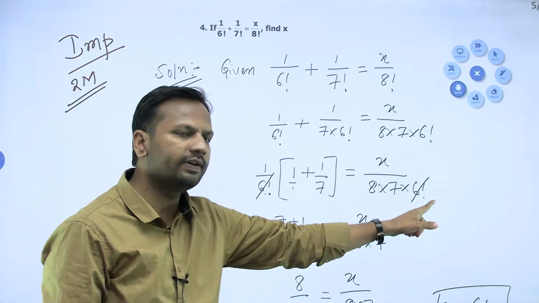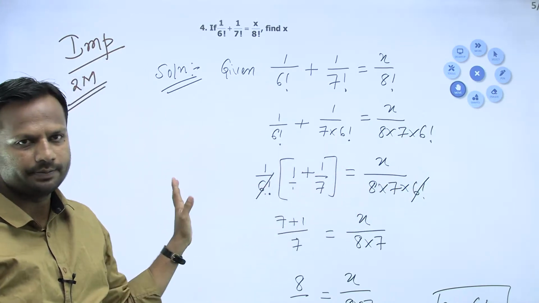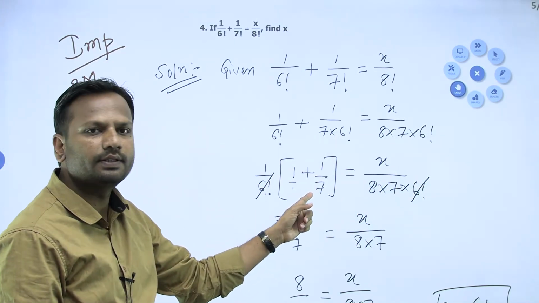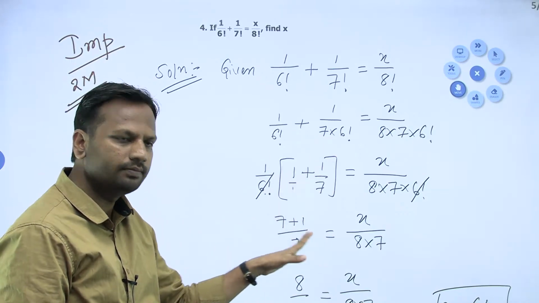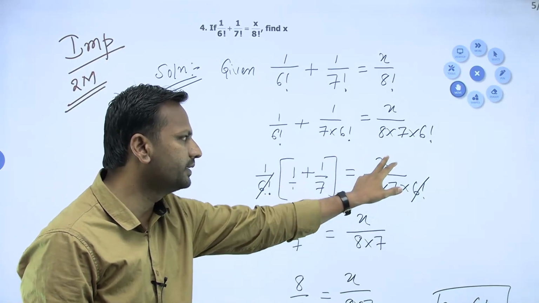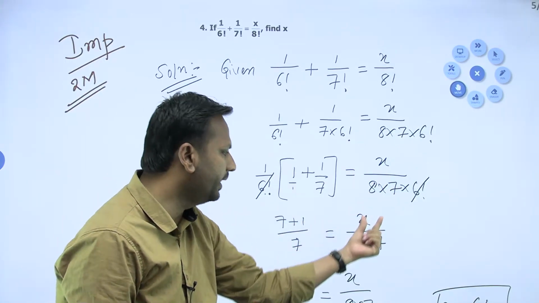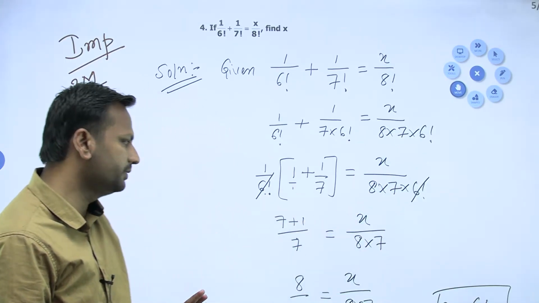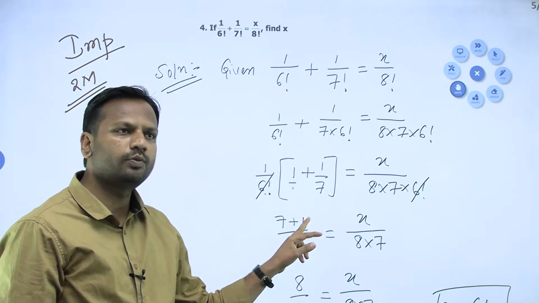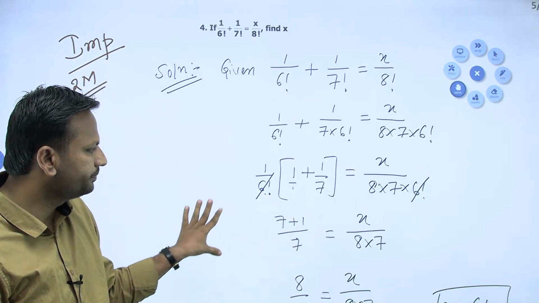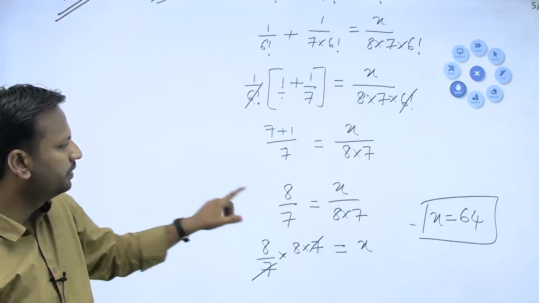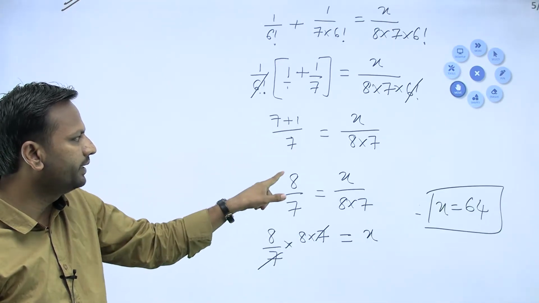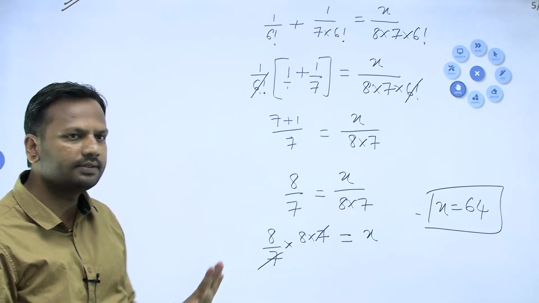Here 6 factorial gets cancelled, looking at both the sides here. And I took LCM in the bracket here. What is LCM? 7. Cross multiply here, 7 plus 1. Here RHS I kept as it is. What are the remaining terms? X divided by 8 into 7. These are the remaining terms there. Again, 7 plus 1 is 8. 8 by 7 I have written here. Same RHS term as it is.